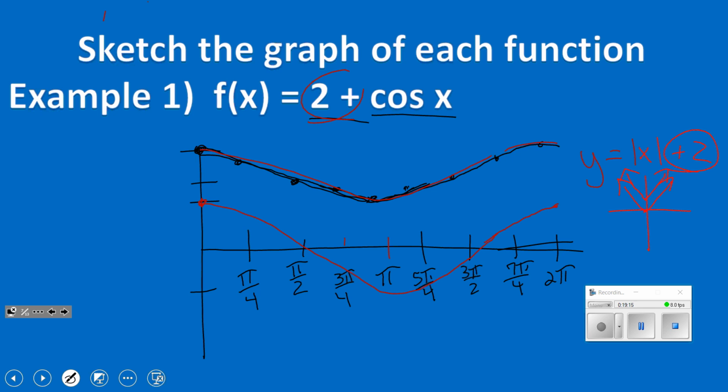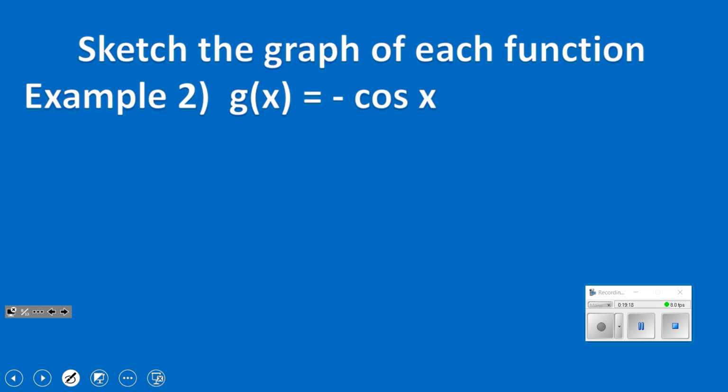Okay, let's look at it when I stick a negative in front of it. What do you think is going to happen?